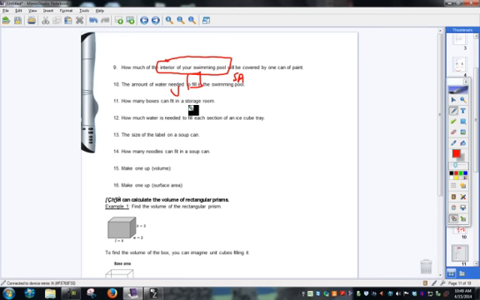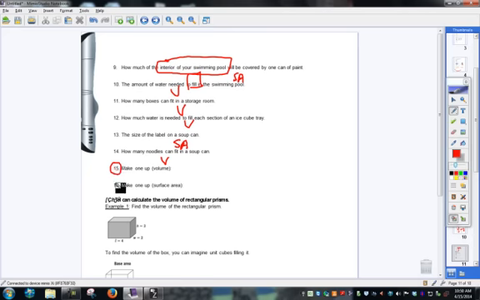How many boxes can fit in a storage room? Clearly volume. We are seeing how much could something fit in something. How much water is needed to fill each section of an ice cube tray? Definitely volume. Okay, the size of a label on a soup can? Definitely surface area, because we are just covering that soup can. Okay, how many noodles can fit into a soup can? That would be volume.